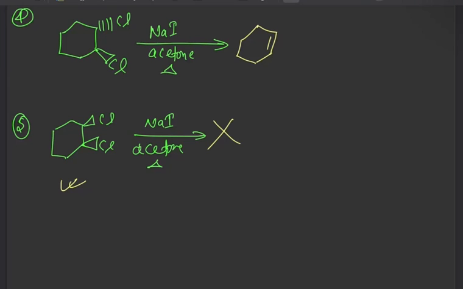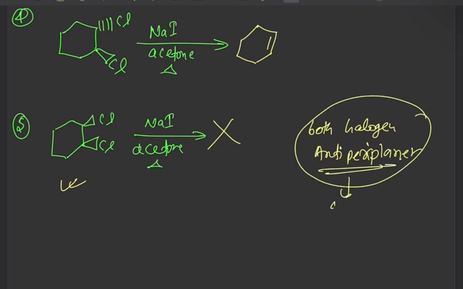So what do you think in this case? Both halogens should be at anti-periplanar for this E2 elimination. But here both are on the same plane, so the product will not form here. Is it clear? Yes, sir.